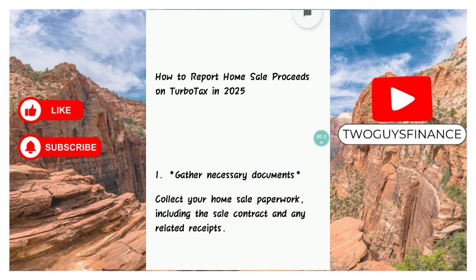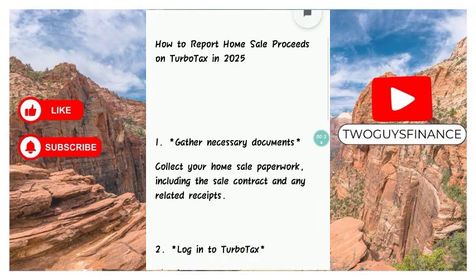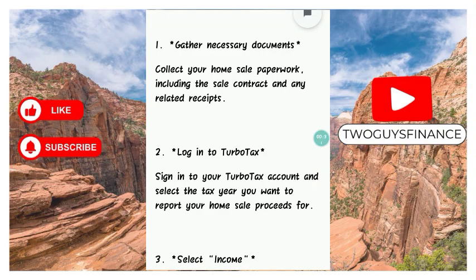Now the first step is going to be to gather necessary documents. So go ahead and collect your home sales paperwork, including the sales contract and any other related receipts. Once you have them, go ahead and log into your TurboTax account on the TurboTax website. Sign in using your email address and your password. And once you sign into your account, you're just going to select the tax year that you want to report your home sale proceeds for.